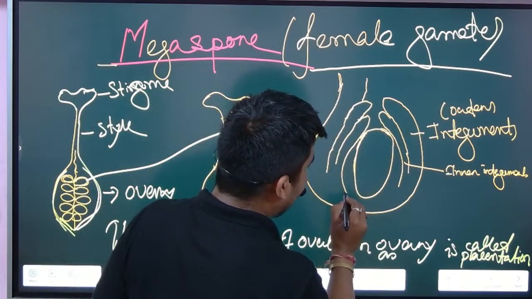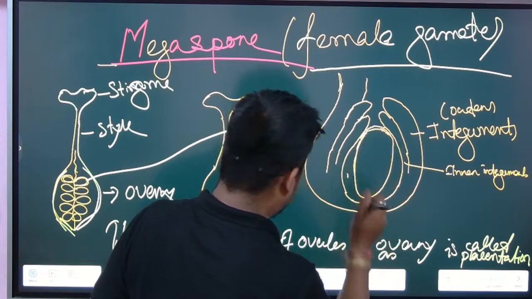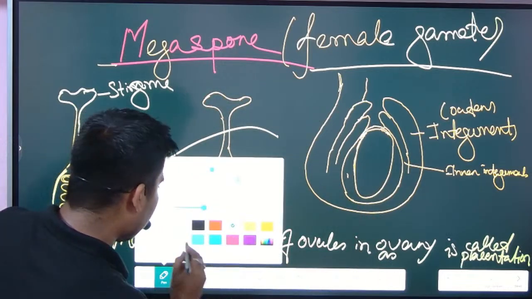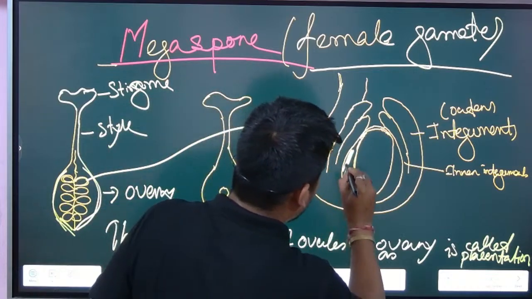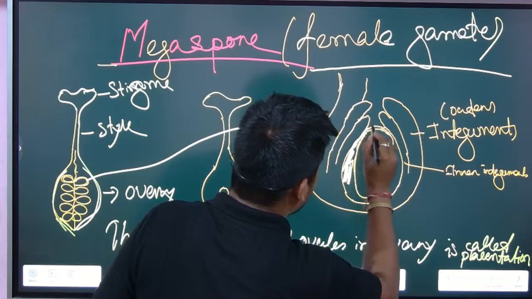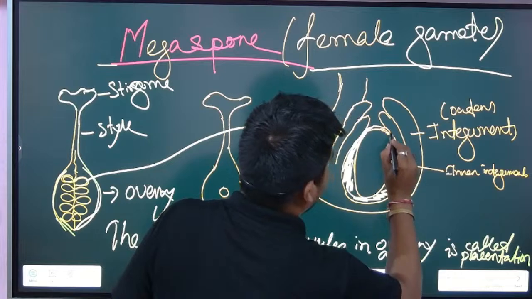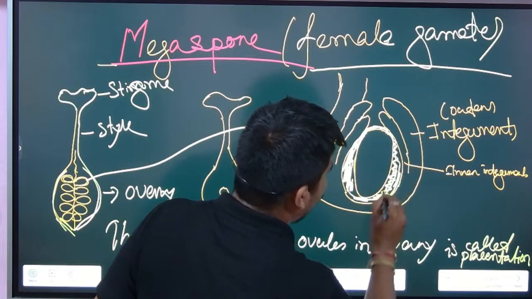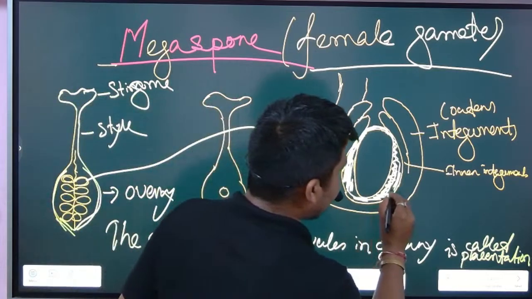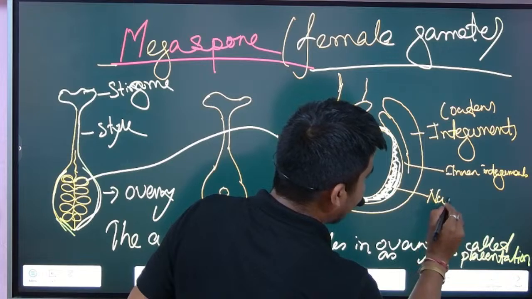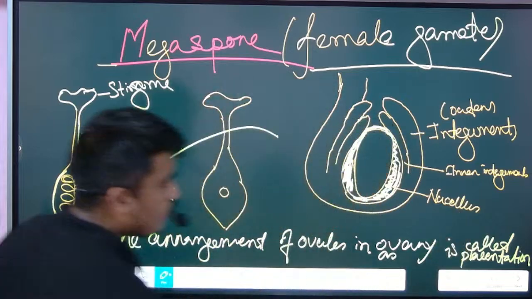Inside that there is a layer, like this. Let's make a color of this portion, like these portions. These portions of this layer are called what? Nucellus. Okay, it is called the nucellus.